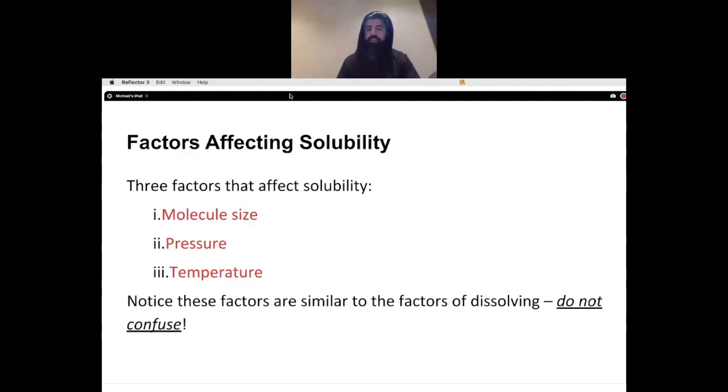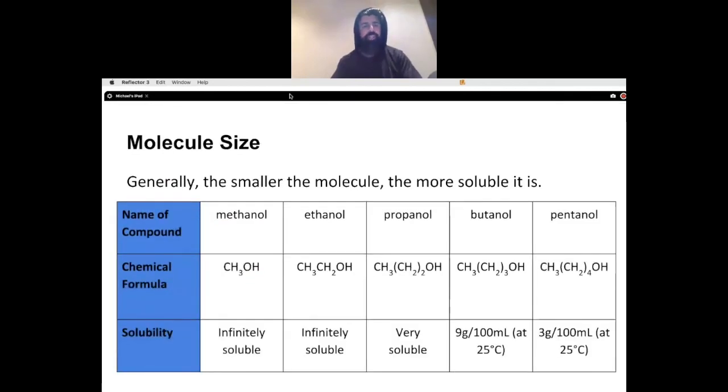So the factors that affect solubility are the molecule size, so how big is the molecule, what pressure is being exerted by the solution, and lastly, the temperature. This is more for the mathematical aspect of dissolving. We're looking at the quantitative results of the actual dissolving. Molecule size: pretty much the smaller the molecule, the more soluble it is.